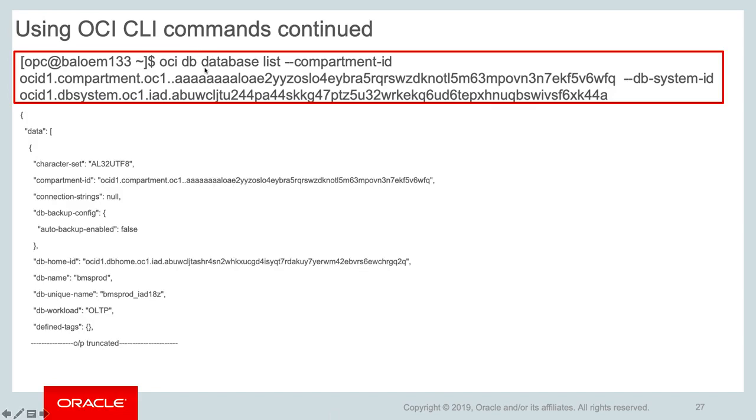This example shows database list from the compartment. I'm providing the OCID of the compartment ID and then the database system ID OCID, and it is listing me all of the databases which are available. So in this example, it shows me VMS prod, that is the only database, with all the characteristics which is listed out here. I've truncated the output because it will be a long list depending on how many databases you have.